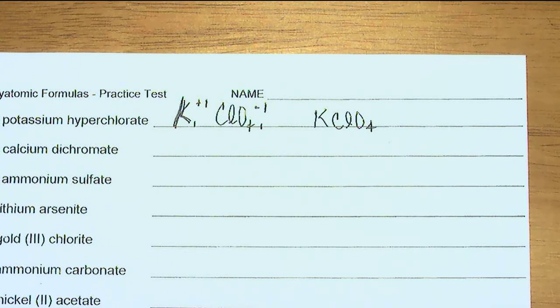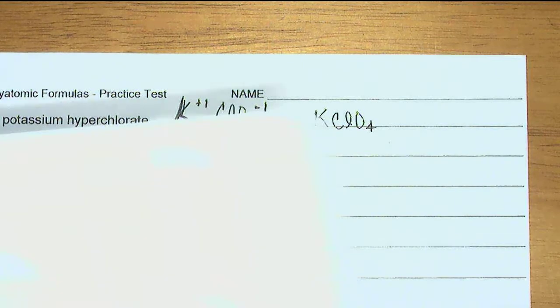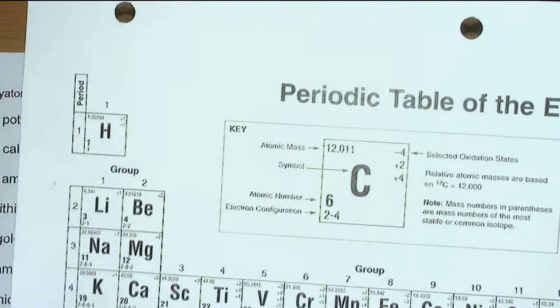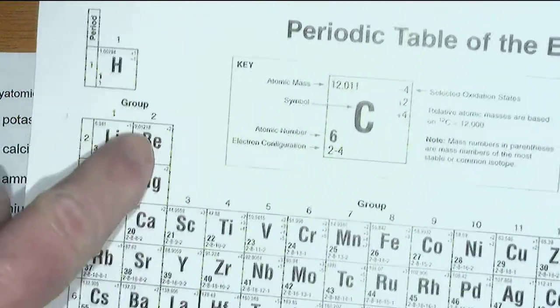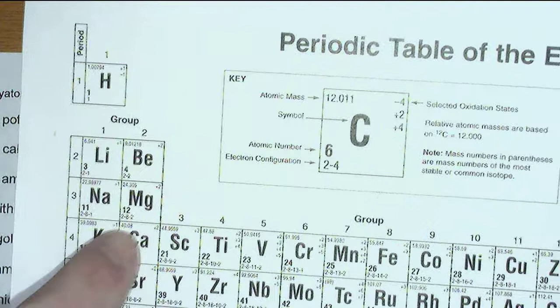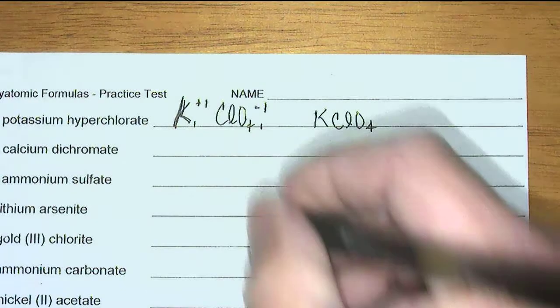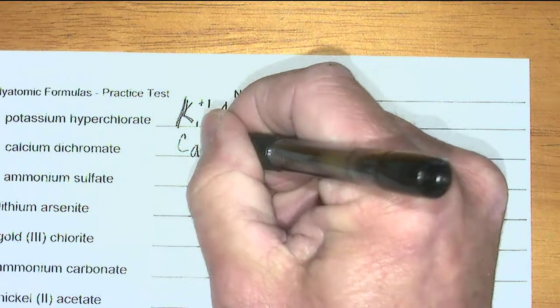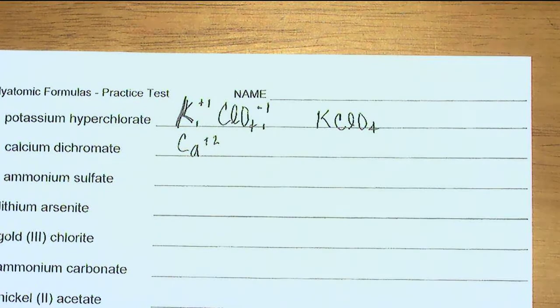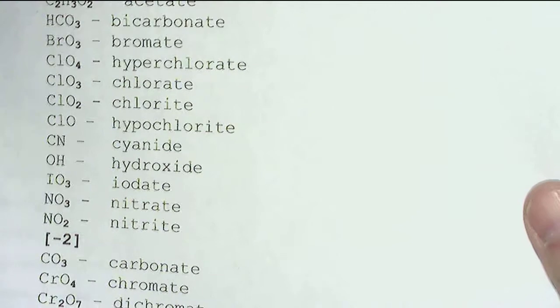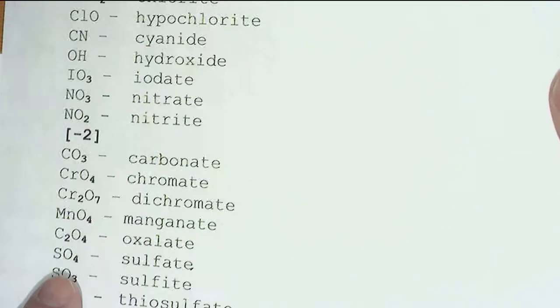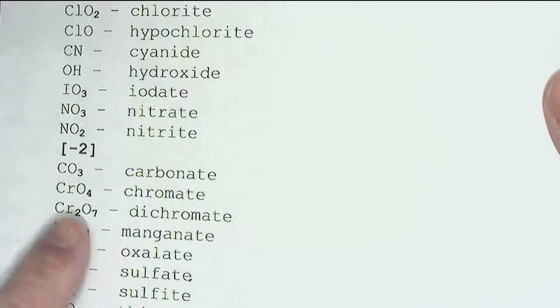Okay, that second one, calcium dichromate. Calcium is in the second row, second column. The alkaline earth metals. Right there, it's a +2, as everything else in that column is a +2, as you can see. Calcium is a +2. Ca, +2. We find our dichromate. It is Cr2O7. I'm sorry, let me get that up to the picture there. Cr2O7, and it is a -2.